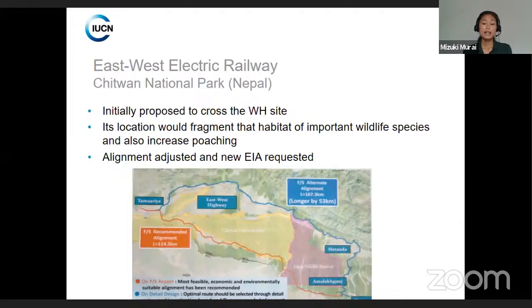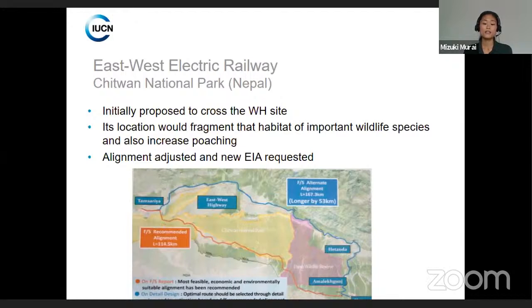And the fragmentation may lead to an increase in poaching. Following the World Heritage Committee's concerns, the State Party of Nepal decided to adjust the alignment to avoid crossing the World Heritage Site. This newly proposed alignment is shown here in blue. In the feasibility study for this new alignment, the State Party found that by making the route longer to avoid the World Heritage Site, it serves more significant economic centres, so may in fact be environmentally and economically more sustainable than the original alignment through the World Heritage Site.